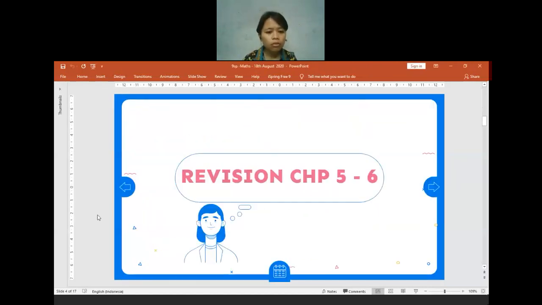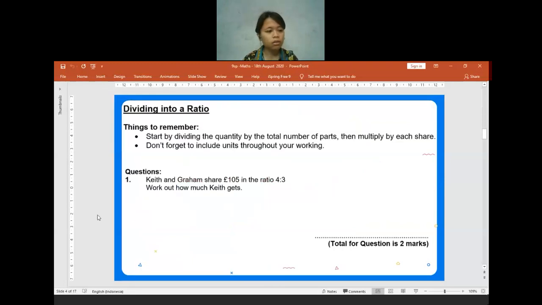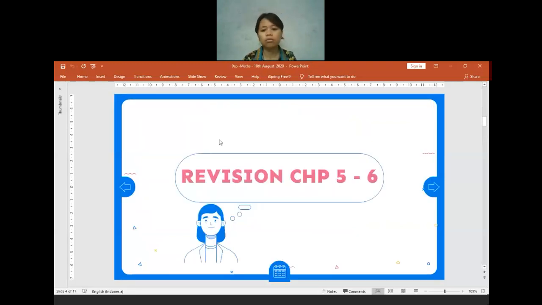Oh my god. My slide's gone. Oops, sorry, my slides are suddenly missing. Okay then. Maybe we will continue the workbook tomorrow. My slides are missing. Is it okay if I continue to the revision?